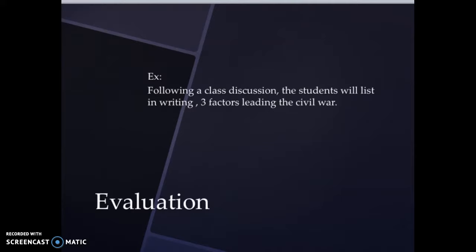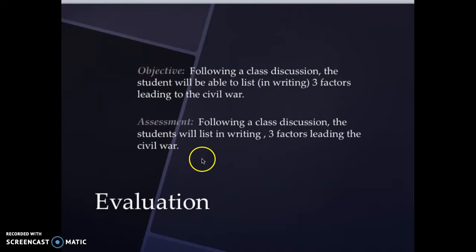Then we have the evaluation. So the evaluation needs to line up with the objective. And what's interesting here is that it almost looks exactly in wording like the objective. Here's an example of the objective and the assessment. So if the objective was following a class discussion, the students will be able to list in writing 3 factors leading to the Civil War.